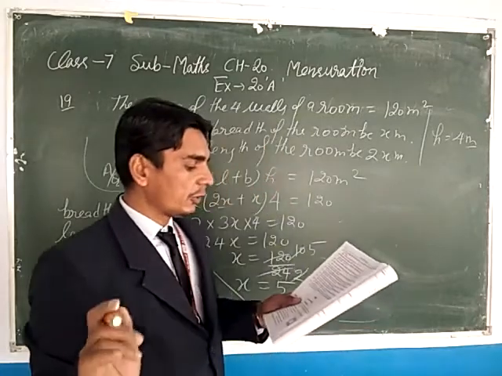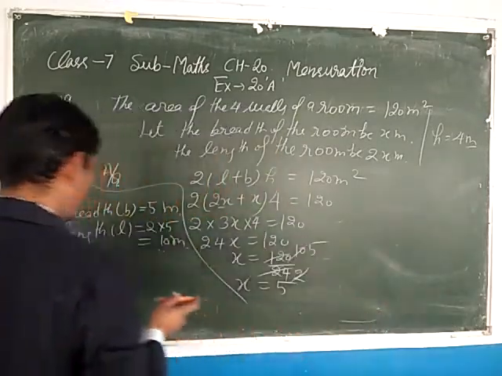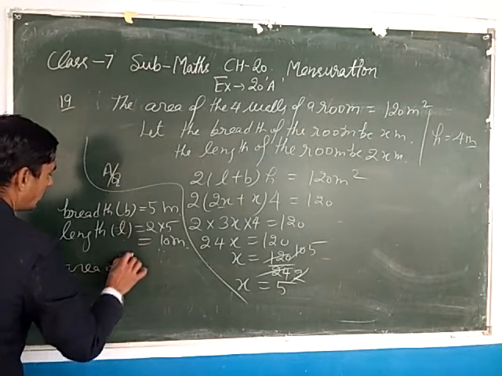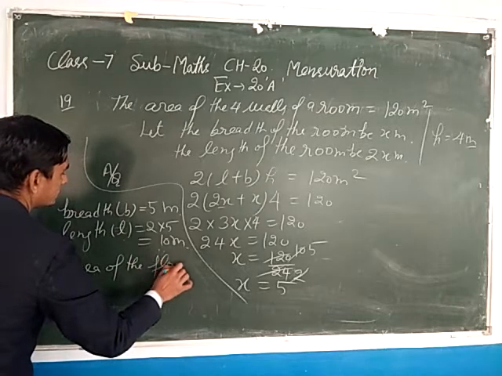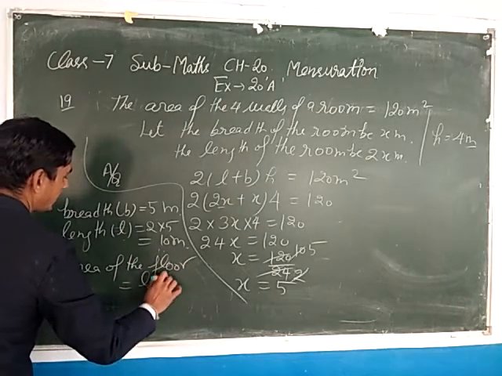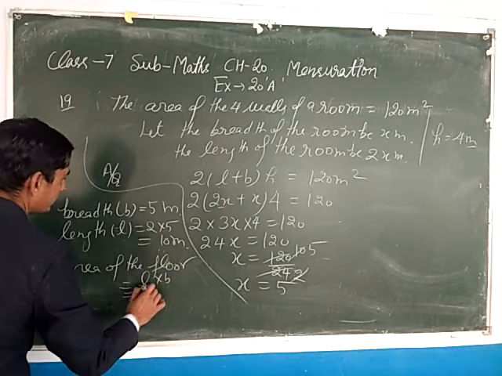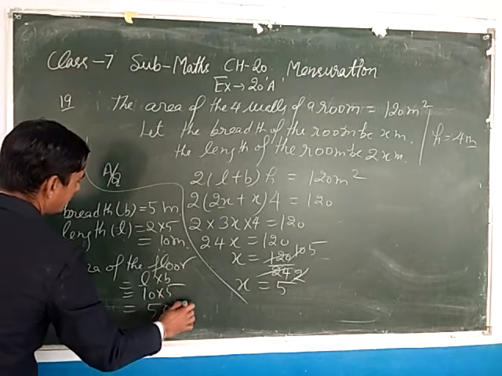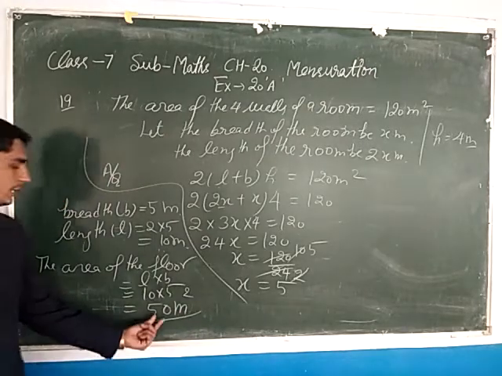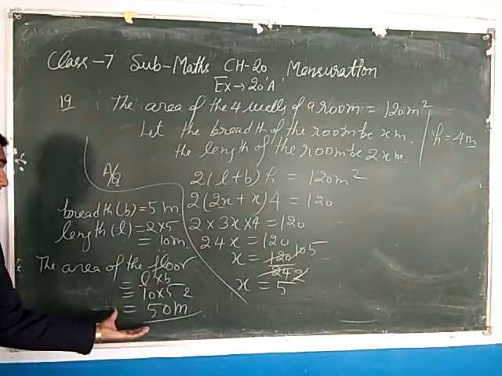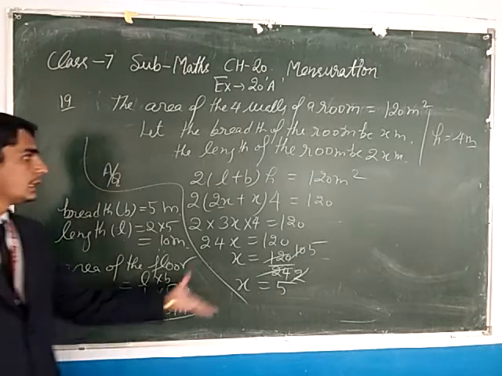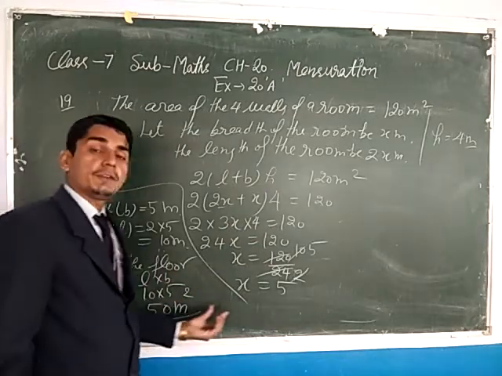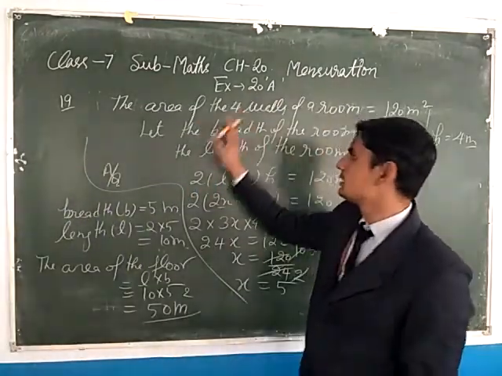The question is to find the area of the floor. So you will write the area of the floor. You know very well, it is length multiply breadth. Length is 10 and breadth is 5, and 10 times 5 is 50 meter square. This is the required solution. Everyone clear beta? So the area of the floor is 50 meter square, the required answer of this question.